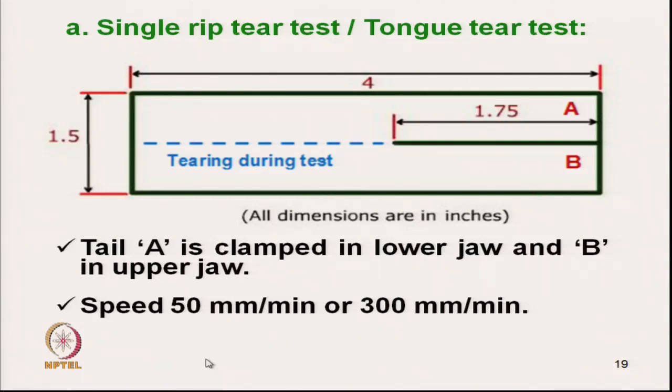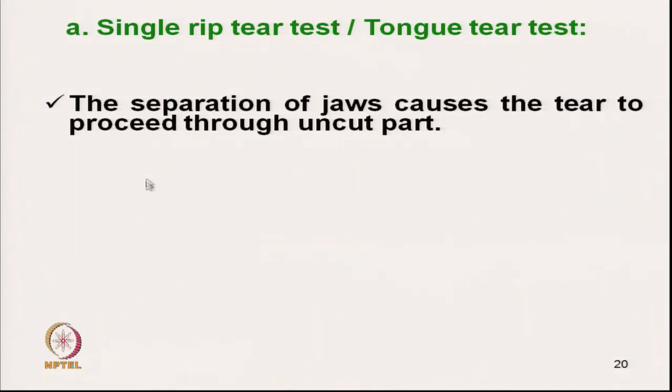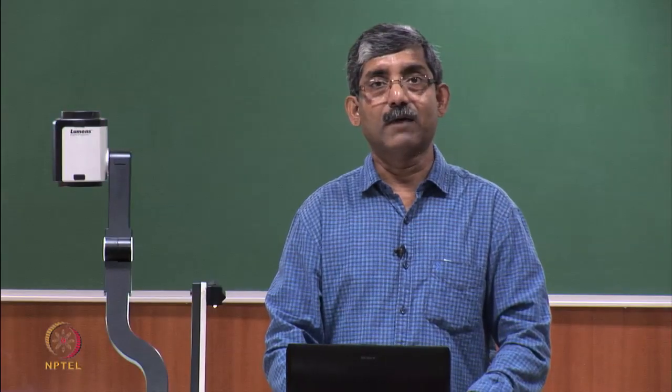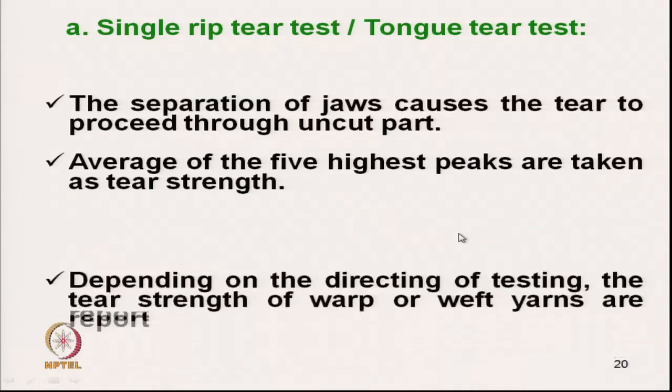The speed of the machine is normally 50 millimeter per minute, or 300 millimeter per minute. So, we can have different speeds as per the requirement. The separation of the jaws causes the tear to proceed through the uncut part. So, initially we put a cut, then through the uncut part it progresses. The average of the 5 highest peaks is taken as the tear strength.